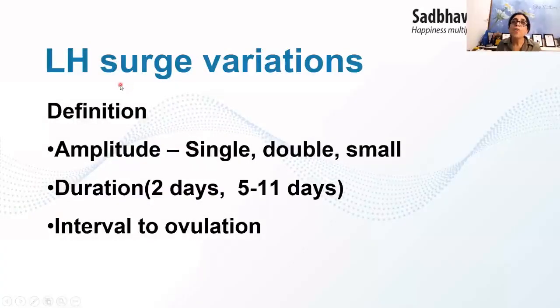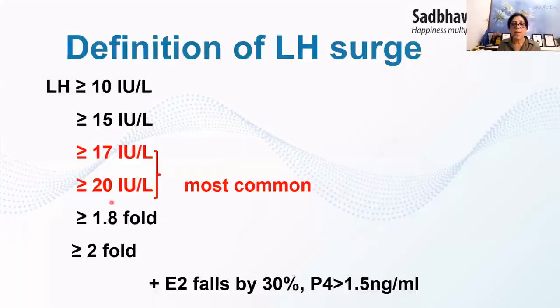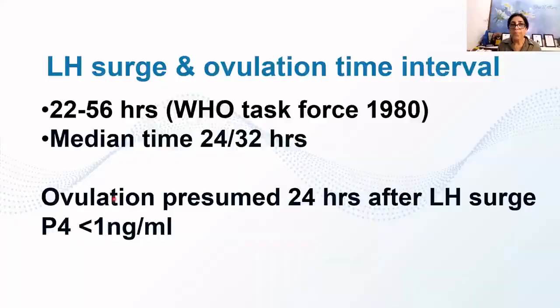And further, how do we define the LH surge? There are many variations. There are variations in the definition, in its amplitude, and in its duration. And even the interval from the LH surge to ovulation has variations. In endocrinology, it's just not always a fixed 36 hours or 24 hours. So an LH surge could be different in different patients, but the most common value taken in the literature is 17 or 20 IU.